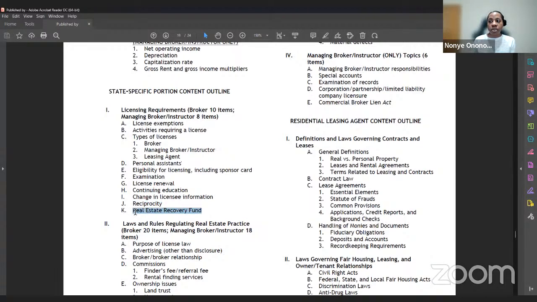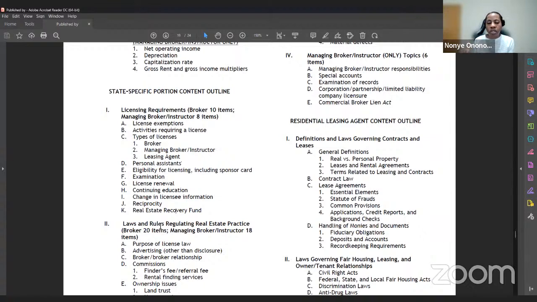And then finally here, the recovery fund. Understand what it's for. The recovery fund is for members of the public who have been hurt by actions of a licensed person or their employees. So maybe a licensed person did something and because of that, somebody lost money. So in Illinois, we have the recovery fund.